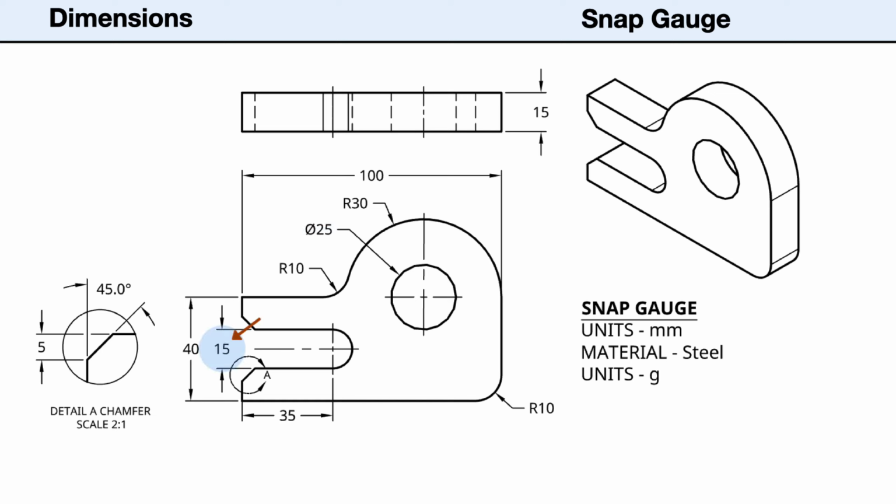The slot has a height of 15 millimeters and a depth of 35 millimeters with a semicircular end. The fillets have a radius of 10 millimeters. The chamfers are cut at a 45-degree angle at a distance of 5 millimeters from the corner. The material is steel, and the mass units are set to grams.